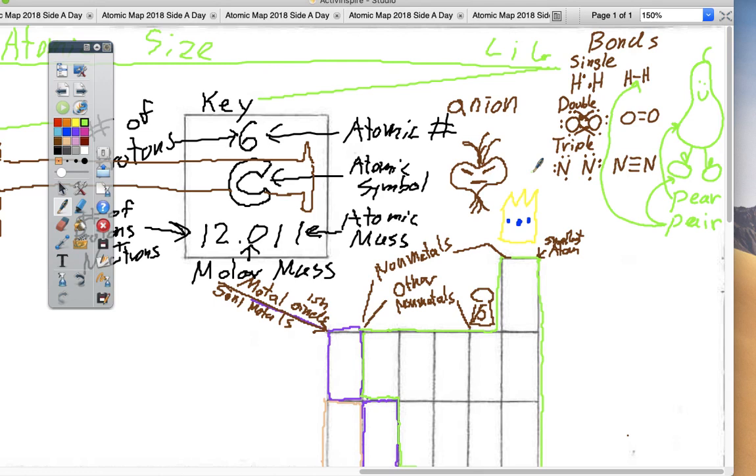Okay, so check it out. Let me explain something to you. We're going to write down that one bond equals two electrons. We're going to draw an E with a little negative sign up here. What is that? It's an electron. Okay, so you guys, one bond equals two electrons. Why? Because bonds come in pairs.